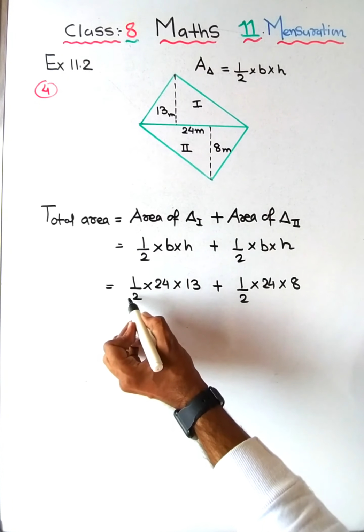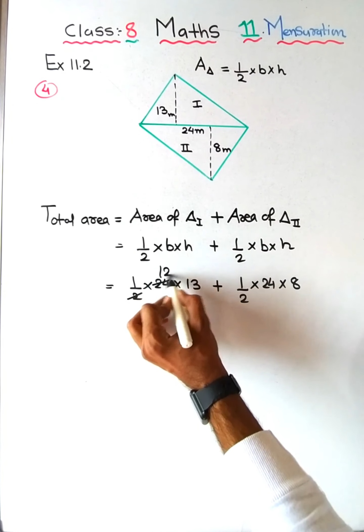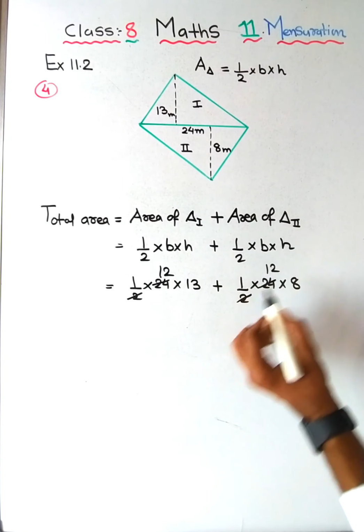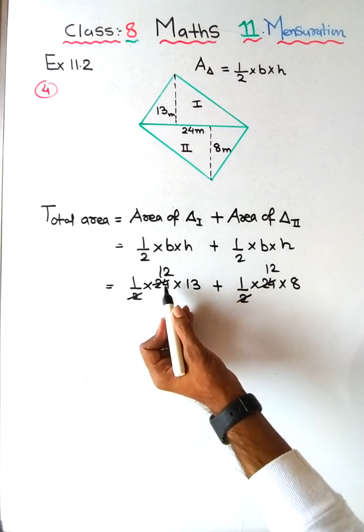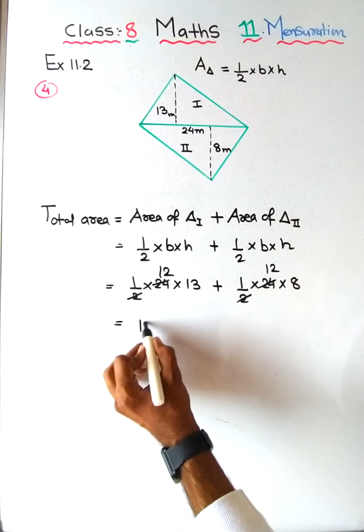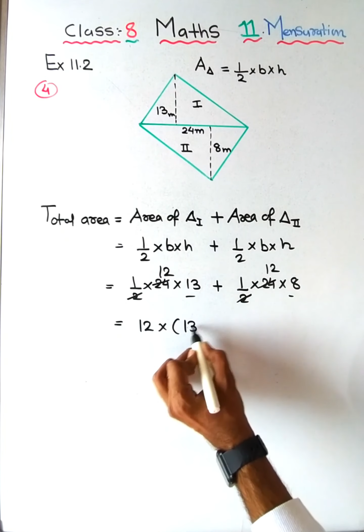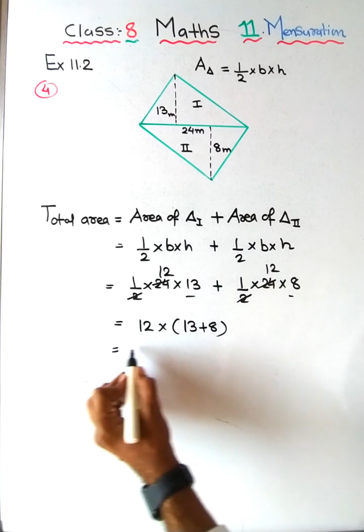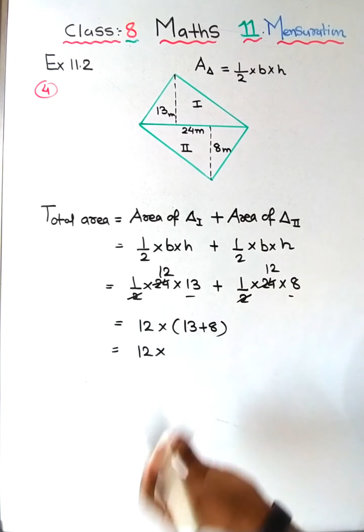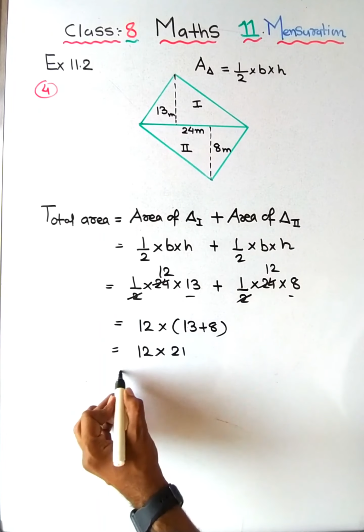Now you can see that 1/2 and 24 can be cancelled, as well as taken common. If you want to cancel it, 2 12s are 24. Can we say that 12 is common? So we can take 12 as common and write the remaining two in a bracket. So 12 into 13 plus 8, that will be 21.